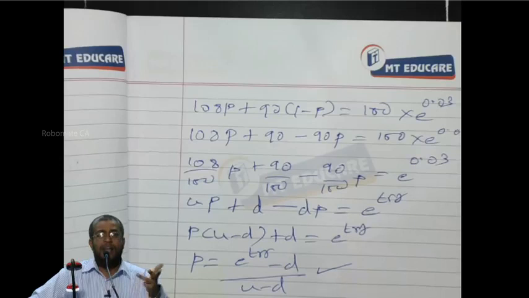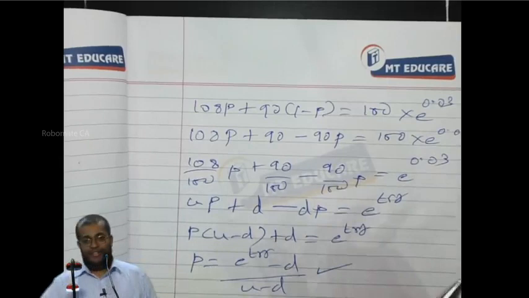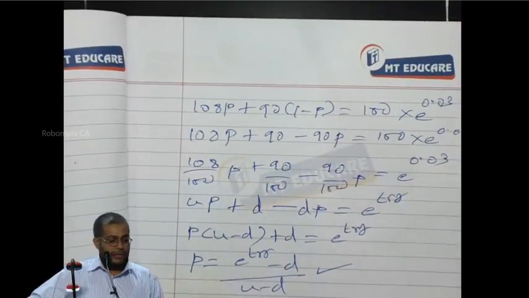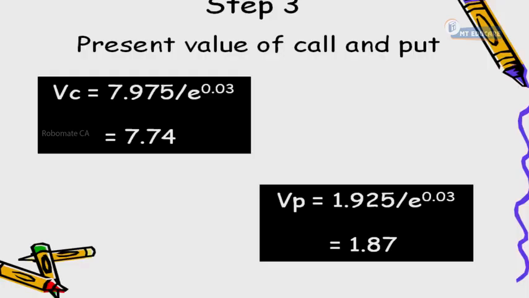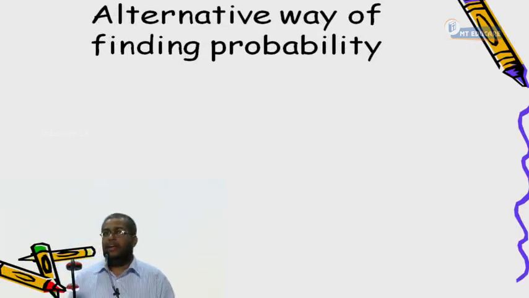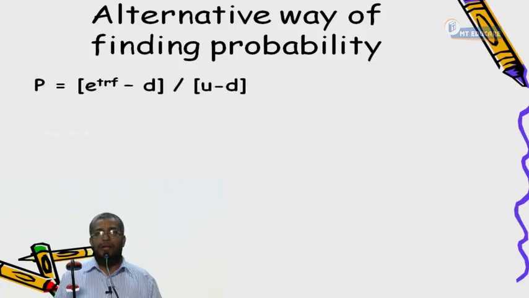You should have copied up to the value of call and put. Alternatively, step one, the risk neutral probability, can be calculated using the formula.